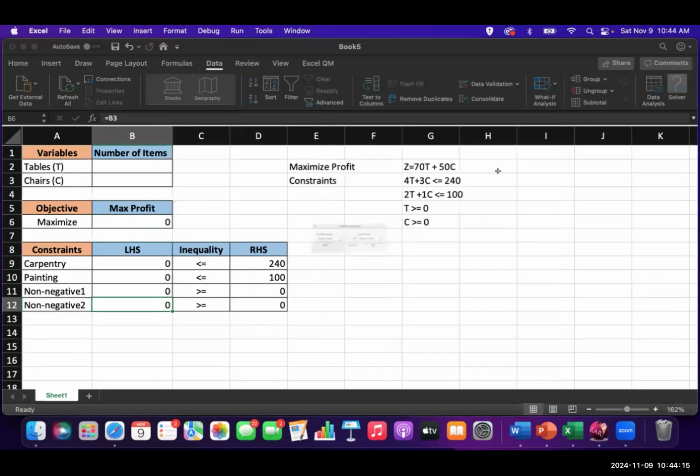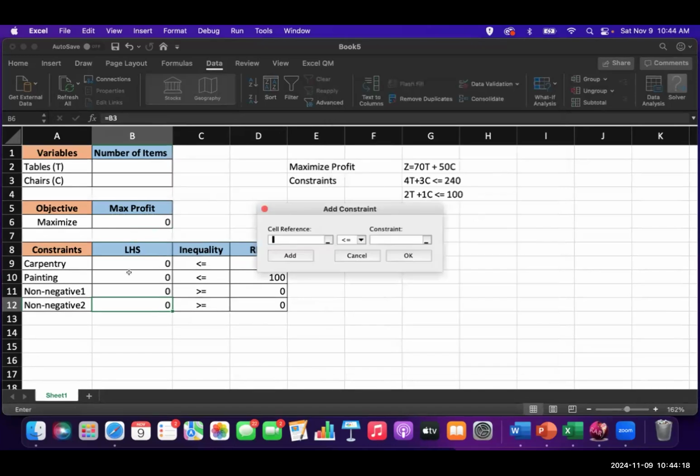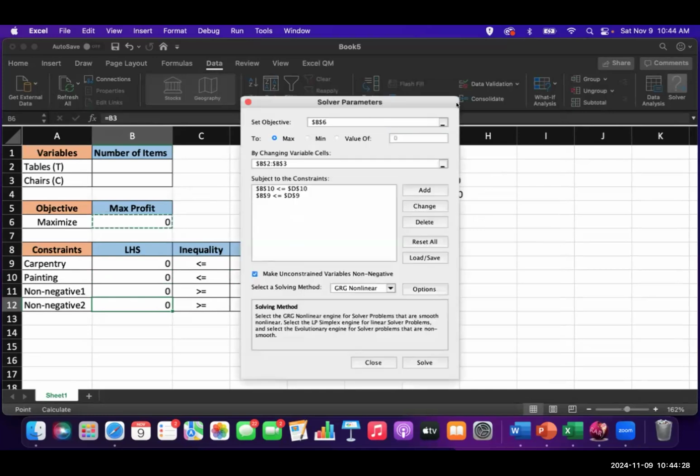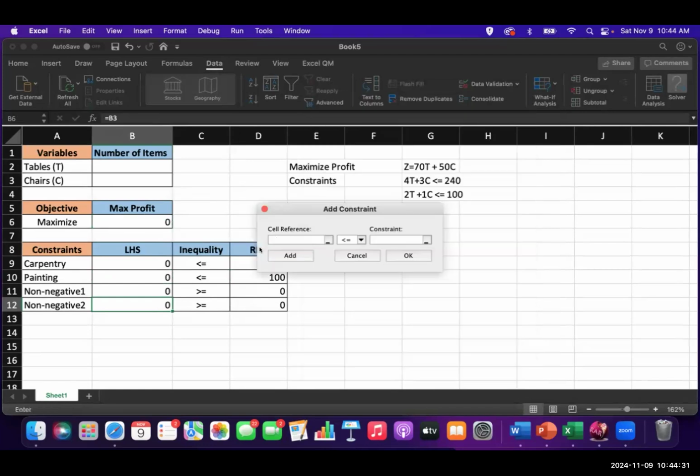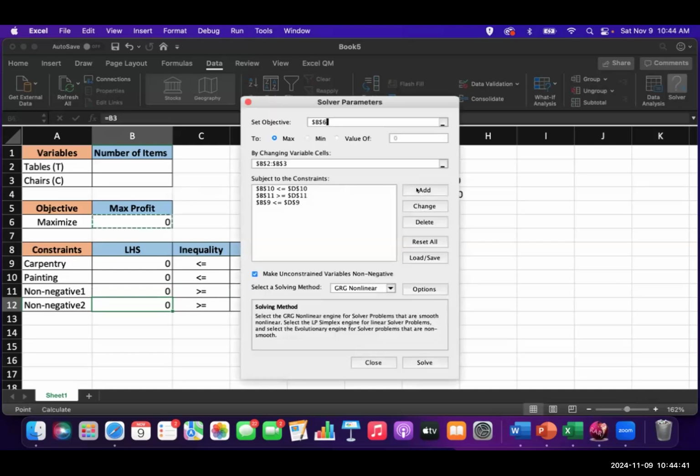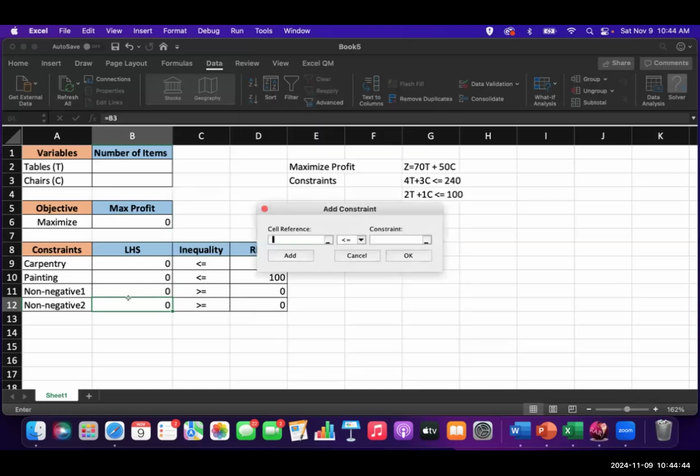And for the second constraint, same again. For the painting constraint, it's less than or equal to, and for the constraint, we have the 100. We click OK. The third, our non-negative constraints, it's greater than or equal to, and then 0. And lastly, the non-negative 2 is greater than or equal to, and then 0. So we click OK.